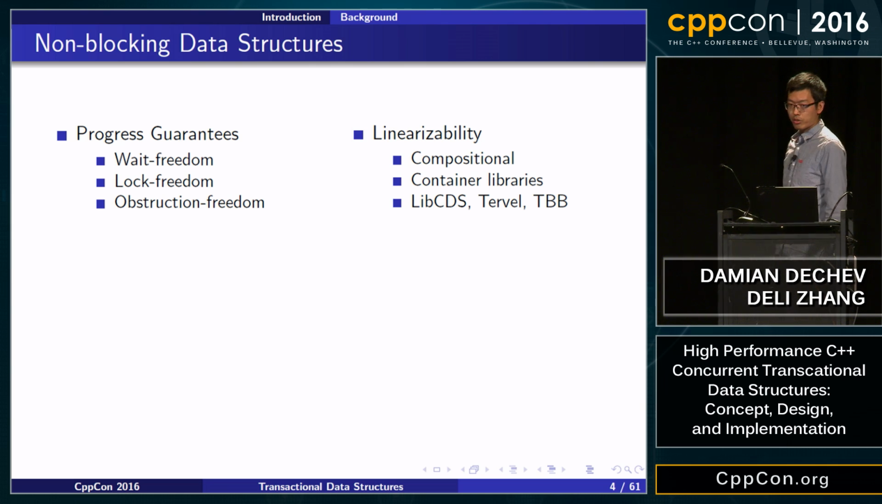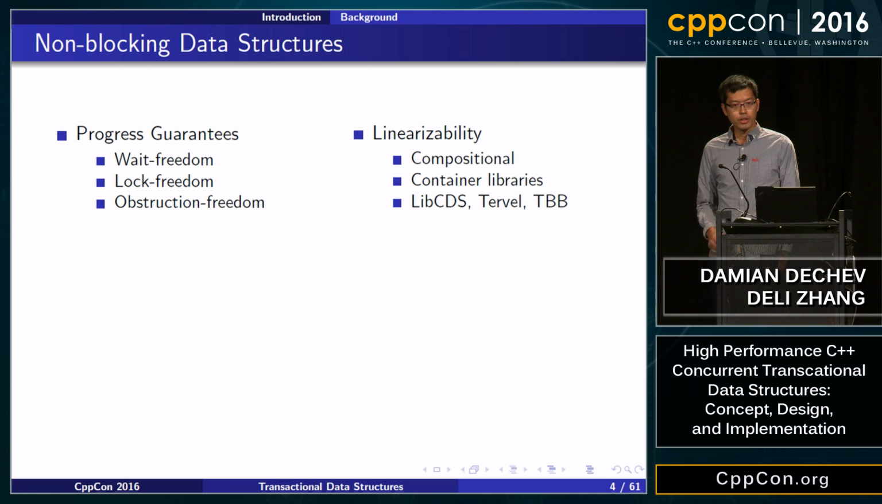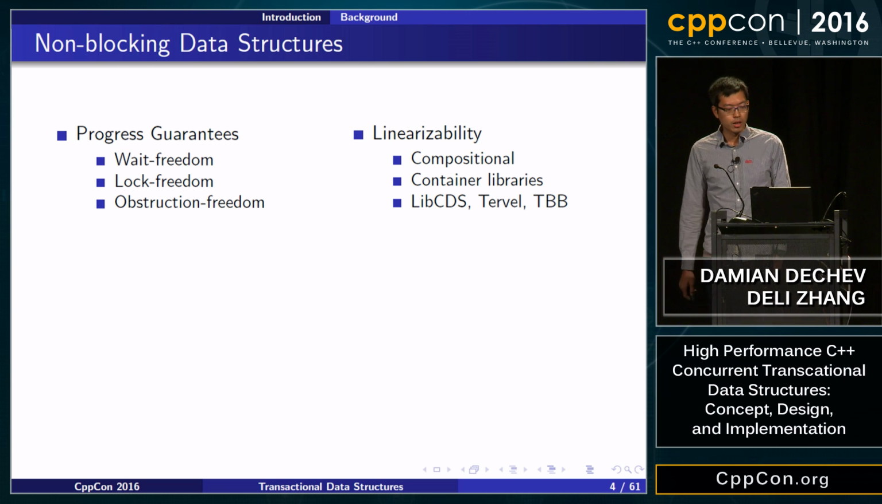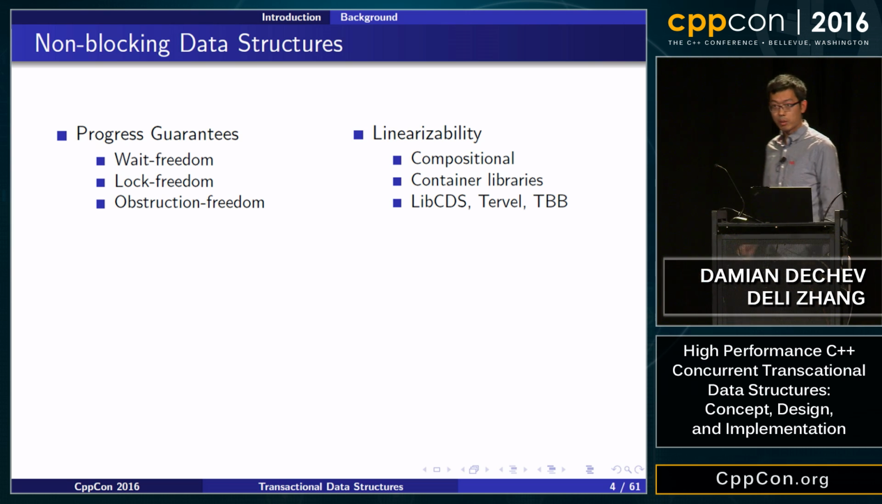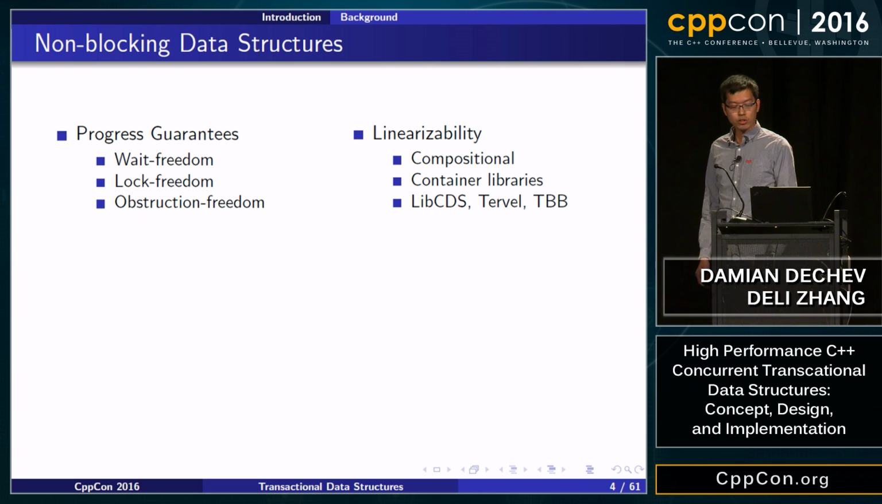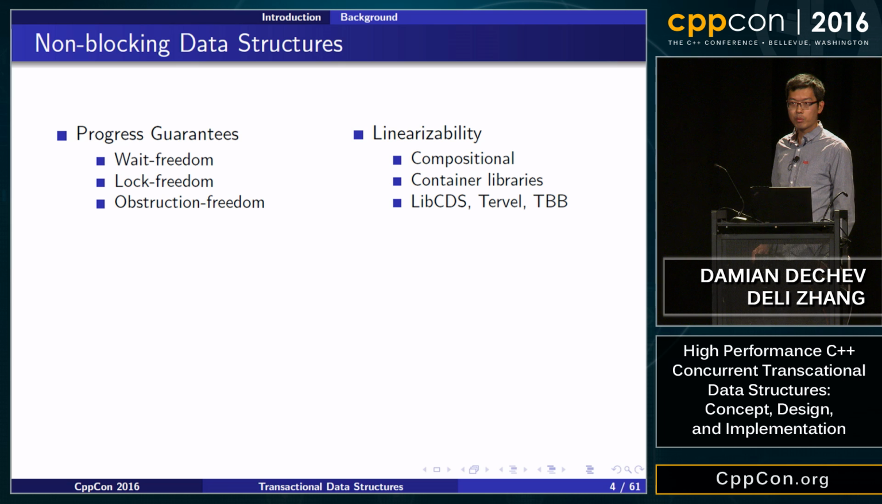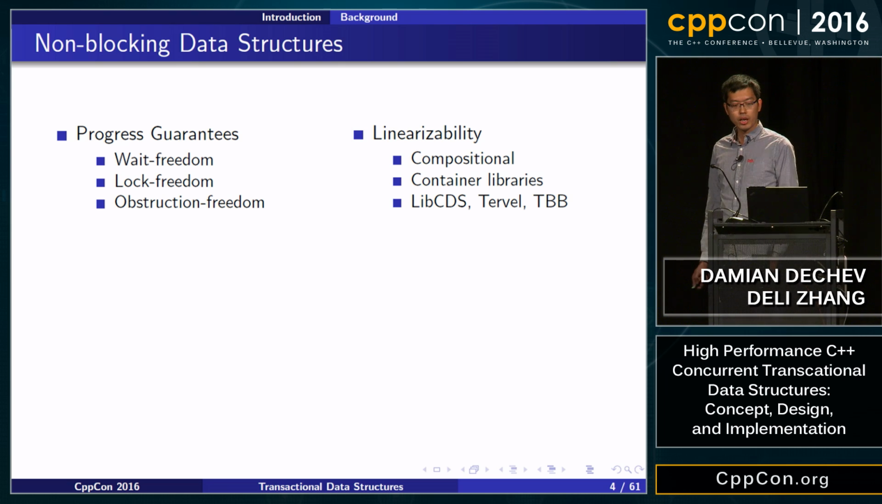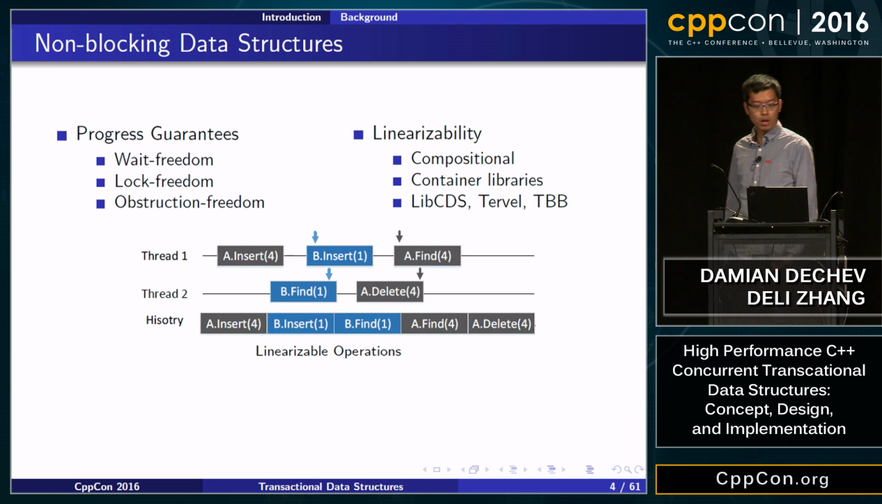Now, the non-blocking data structures have a new set of correctness properties. Linearizability is the most widely adopted one. Linearizability is compositional, meaning that we can put multiple linearizable objects into a container library so that the library as a whole is still linearizable. As a result, we already have many of these libraries available on the internet, such as libcds, Turbo, and Intel's Threading Building Blocks.